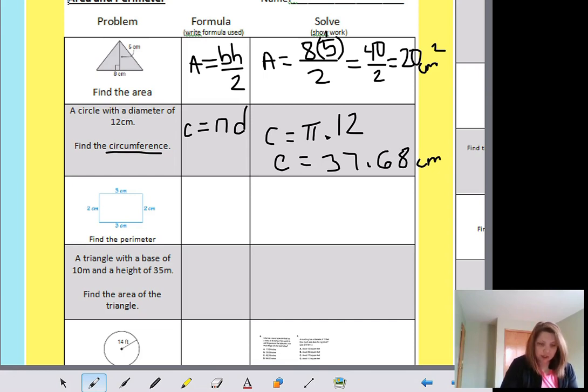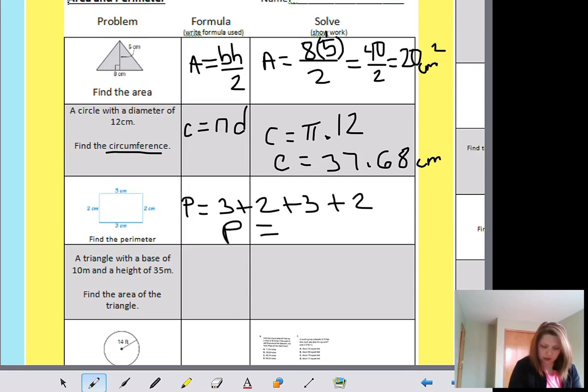Next example, we have a rectangle with sides 3 centimeters, 3, 2, and 2. Find the perimeter. Well, the perimeter is when we add all sides together, right? So it will be 3 plus 2 plus 3 plus 2. So the perimeter is 3 plus 2, 5 plus 3, 8 plus 2, 10 centimeters.